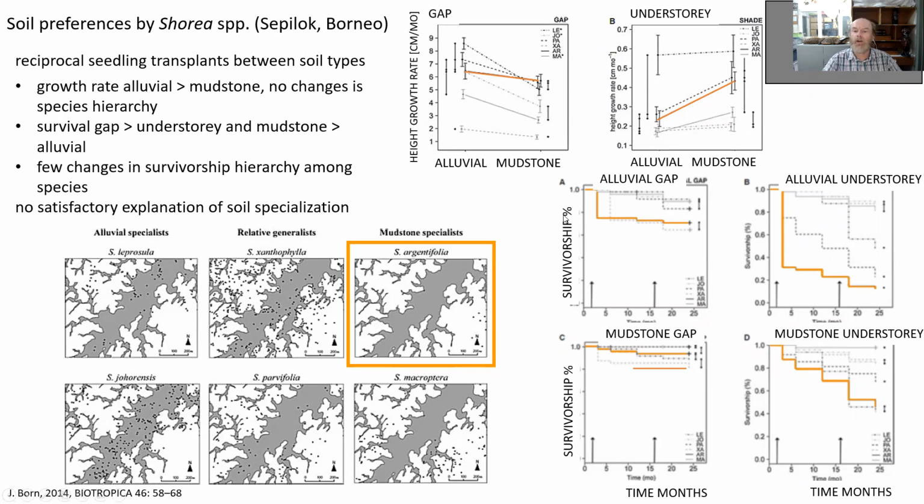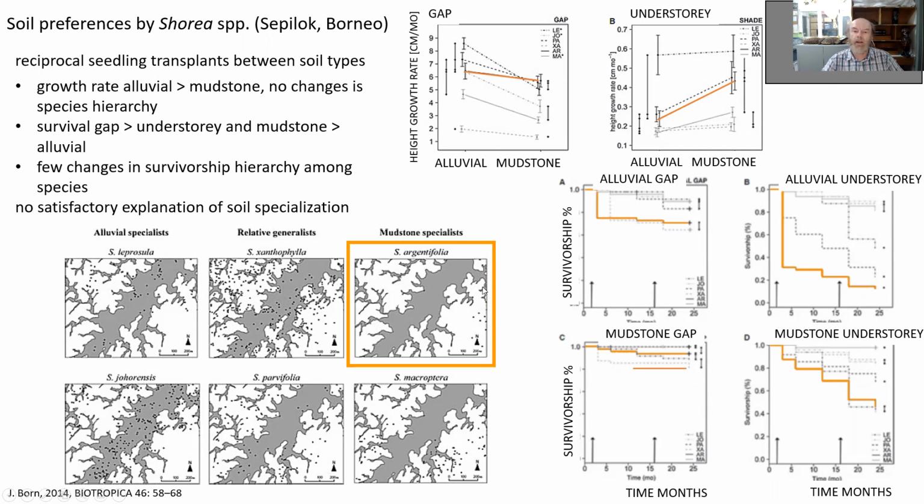This is the survivorship. So this is how, when you start from 100% of seedlings, and you watch them over time, 25 months in this case, then you see how fast they are dying. And these curves are for individual species again, different soil types, and either gap or understory. Okay, seedlings are generally doing better in gaps than understory, no surprise here.